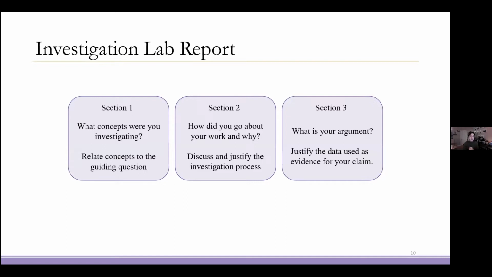The second section is, how did you go about your work and why? So discussing their design process and justifying why they collected data the way they did. And then section 3 is, what is your argument? So they have to justify the data used as evidence for their claims. So they have to provide their claim, evidence, and justification. And so throughout this entire process, we have students participating in scientific practices.